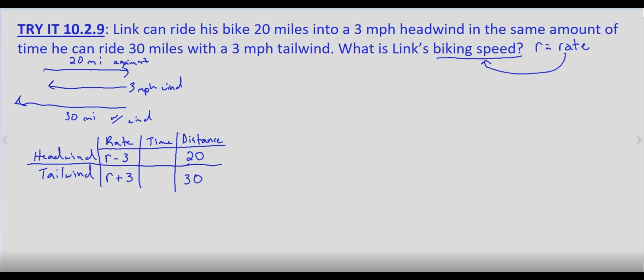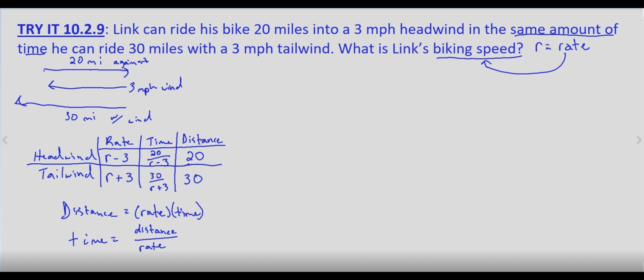So distance equals rate times time. We know the times are the same, so if distance equals rate times time, that means if we divide both sides by the rate, time equals distance divided by the rate. So his time would be 20 over R minus 3 with the headwind, and 30 over R plus 3 with the tailwind. And we're told that it's the same amount of time.